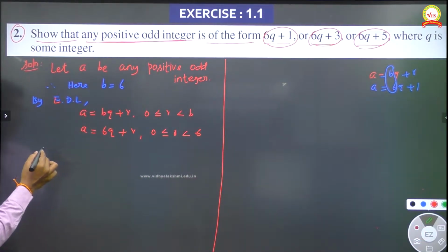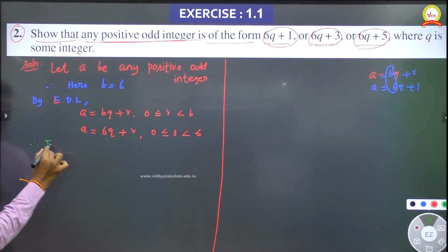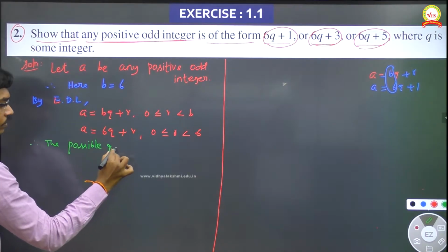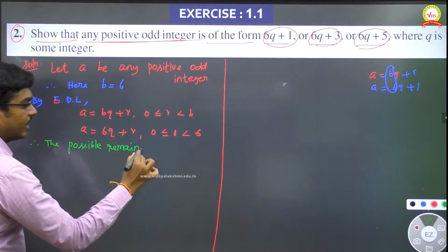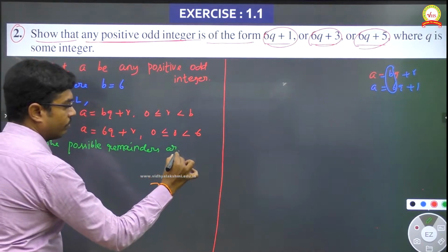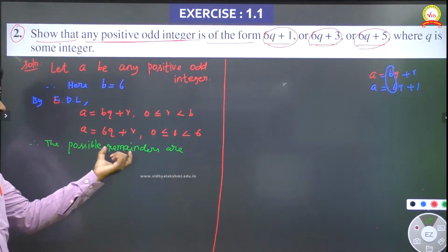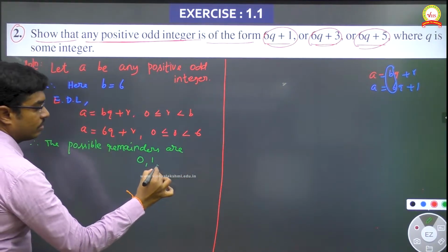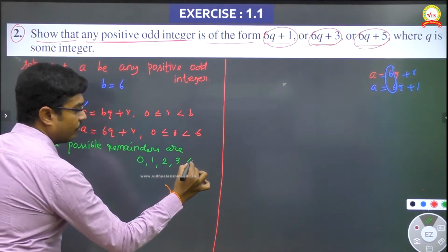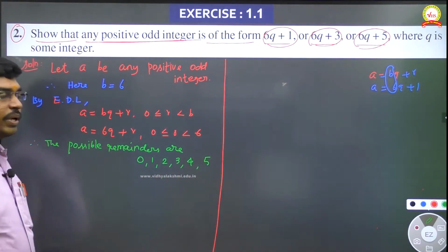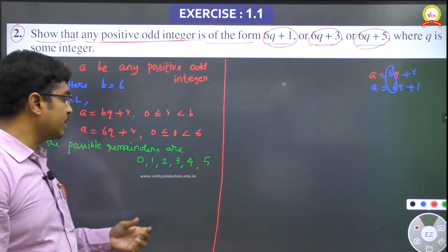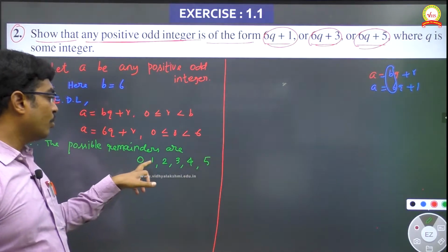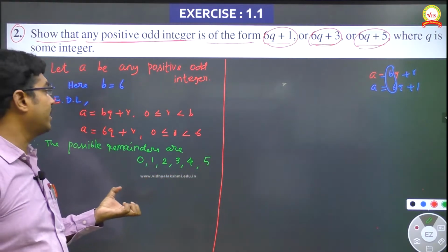Okay, so what are the possible remainders? Therefore the possible remainders are, tell me, what are the possible remainders? So first one is 0, 1, 2, 3, 4 and the last one is 5, because less than 6 means we can take up to 5. So the last value is 5: 0, 1, 2, 3, 4, 5. These are the possible remainders, yes or no?